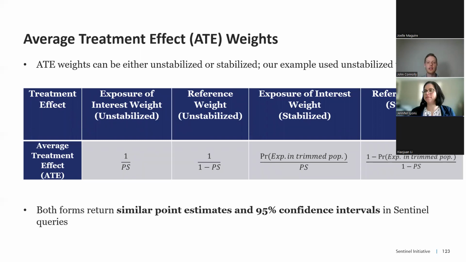So here are the equations for the ATE weights. You can either stabilize them or not. Our example, when we were doing it before, used unstabilized weights. So we simply just did 1 over the propensity score or 1 over 1 minus the propensity score for exposed and reference patients. In the Sentinel tools, you do have the option to stabilize these weights as well. As Dr. Lee talked about, in theory, these do have different properties. The stabilized weights may be more efficient in certain situations. However, within the Sentinel context and what the tools are currently built for, which is non-time varying exposures and binary exposures, we'd expect to see similar point estimates and 95% confidence intervals regardless of which one you choose.